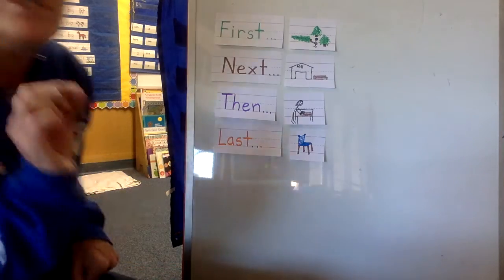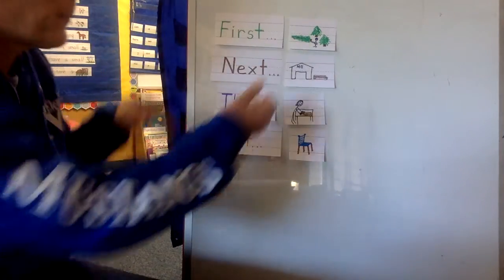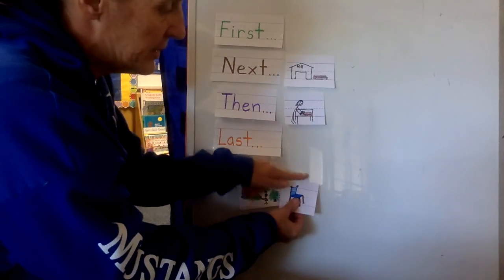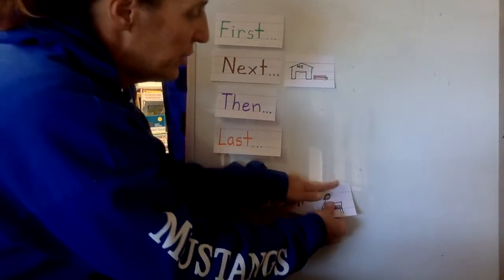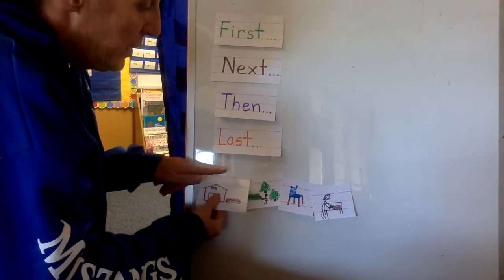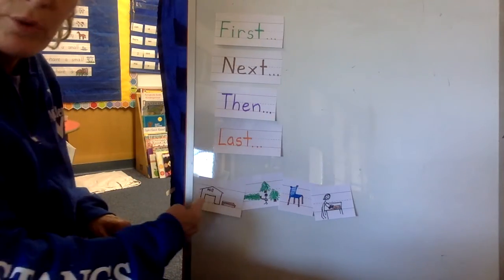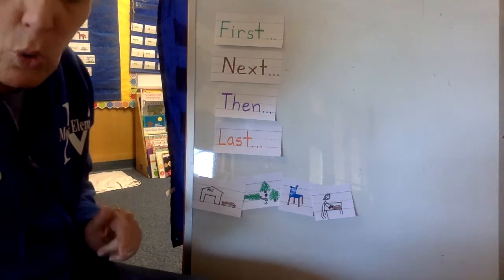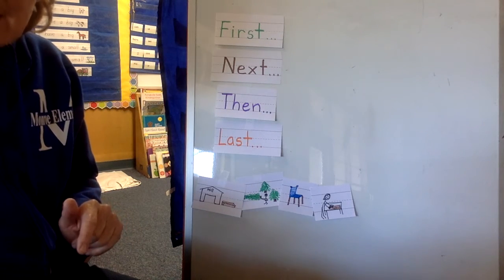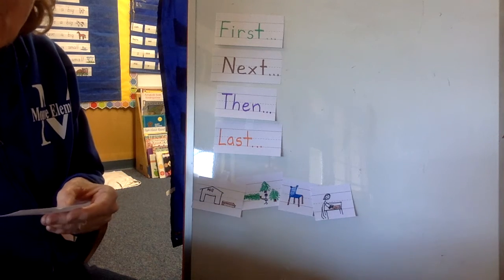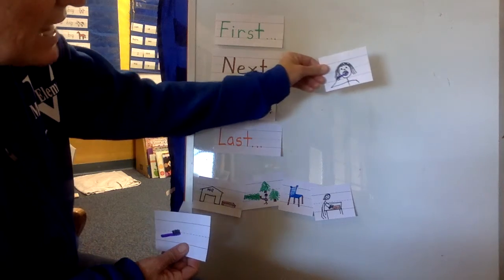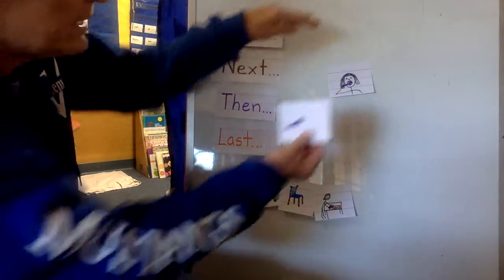Now, when it's your turn, here's what you're going to do. We'll mix these up again, but you're going to have some other options as well. So when it's your turn, you get to choose. You can either choose the story of a chair, first, next, then last. Or maybe you'd like to tell the story of how you brush your teeth. What would be first? What would be next? What would be then? What would be last?